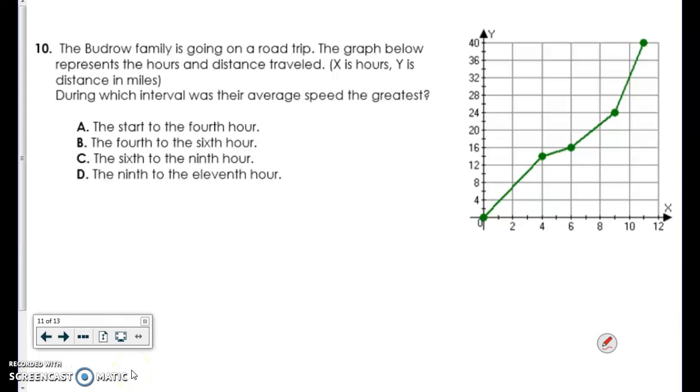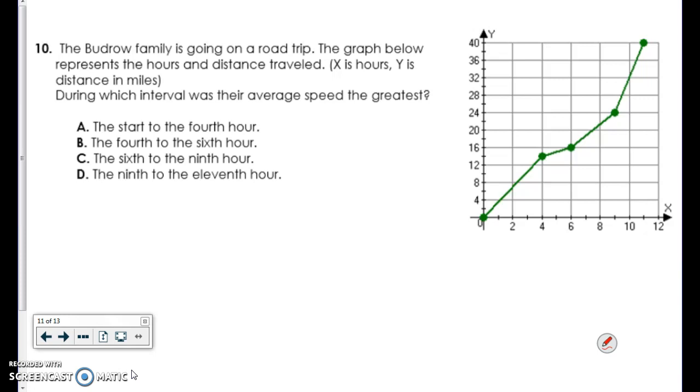All right, number 10 also deals with slopes, so it's kind of like number 9, but let's read through it. The Buttrell family is going on a road trip. I think we'll probably go up to Lambeau to see the Hall of Fame for the Packers. Anyways, the graph below represents the hours and distance traveled. X is hours, Y is distance in miles.